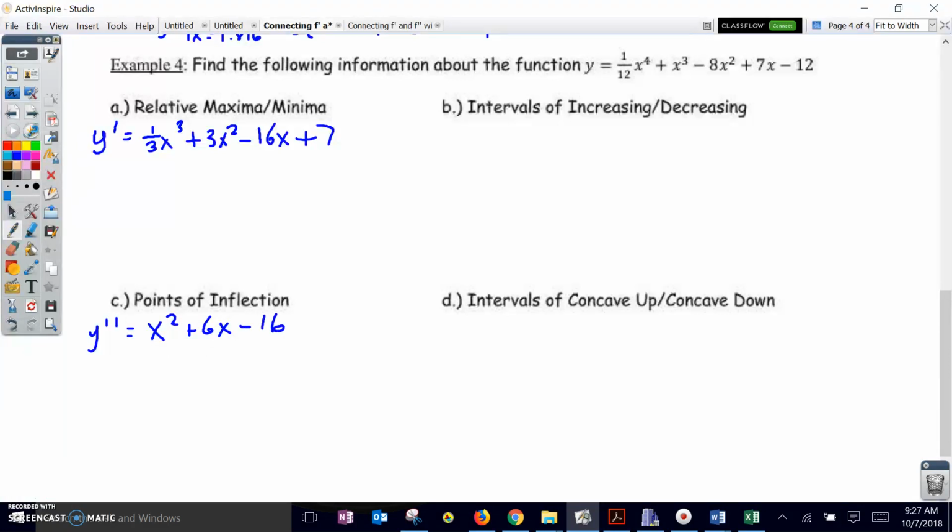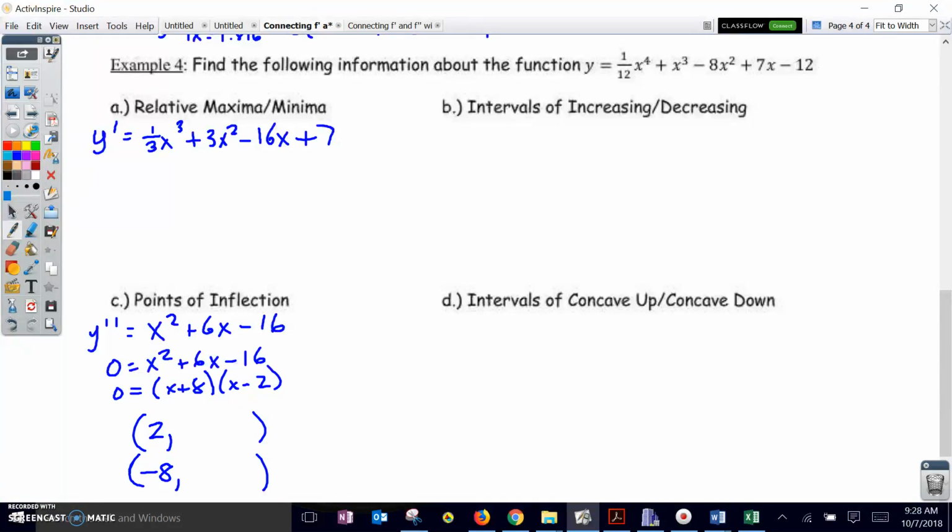Okay, so to find the points of inflection, we're going to set y double prime equal to 0 and solve for x. This is easy enough. This is factorable. And so we have points of inflection at 2 comma something and -8 comma something. And we just will need to figure out the y coordinates of those.